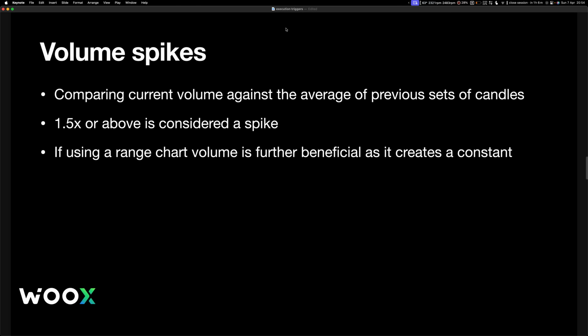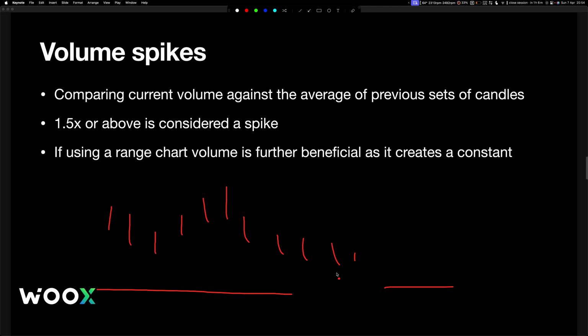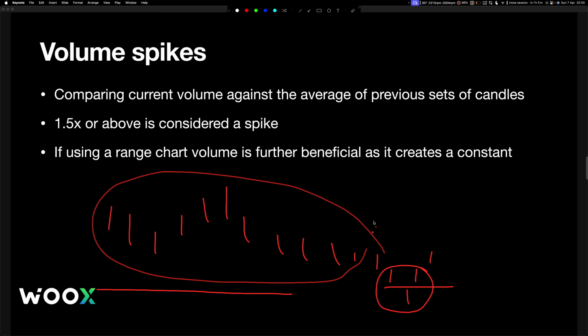So, comparing the current volume against the average of previous sets of candles. For example, I would be looking at a set of candles as you're coming to a level of interest. Again, 1.5x is considered a spike for me, and I'm eyeballing this data. So if you have a level of interest down here and price approaches, you can cluster this into 3 sets of candles. How does this volume compare against the average of the last 20?